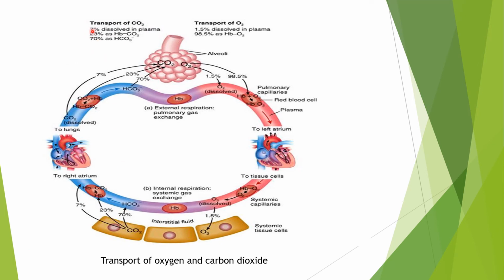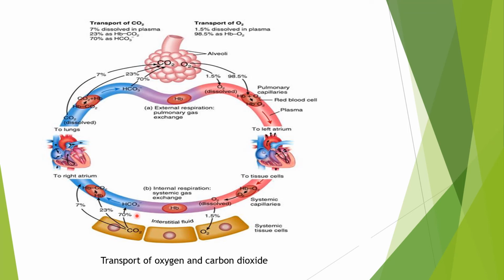So, this is the summary of transportation of gases. Transportation of oxygen, which is described in my previous video: about 98.5% of the oxygen is transported in the form of oxyhemoglobin, and the remaining 1.5% is present in the dissolved form in the plasma. In the lungs, where the concentration of oxygen is very high as compared to carbon dioxide, the hemoglobin binds with the oxygen to form oxyhemoglobin, and the remaining 1.5% of the oxygen gets dissolved in the blood.